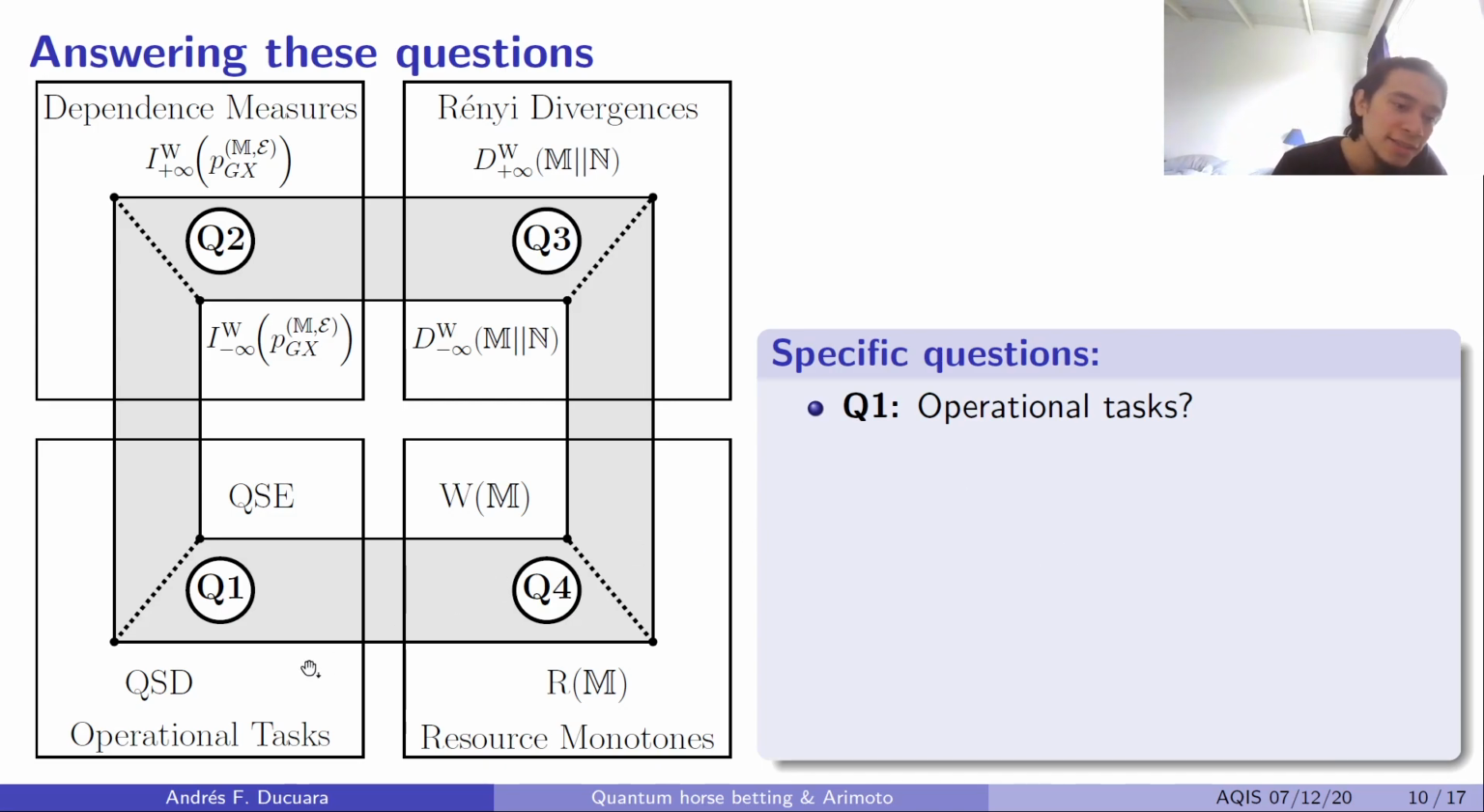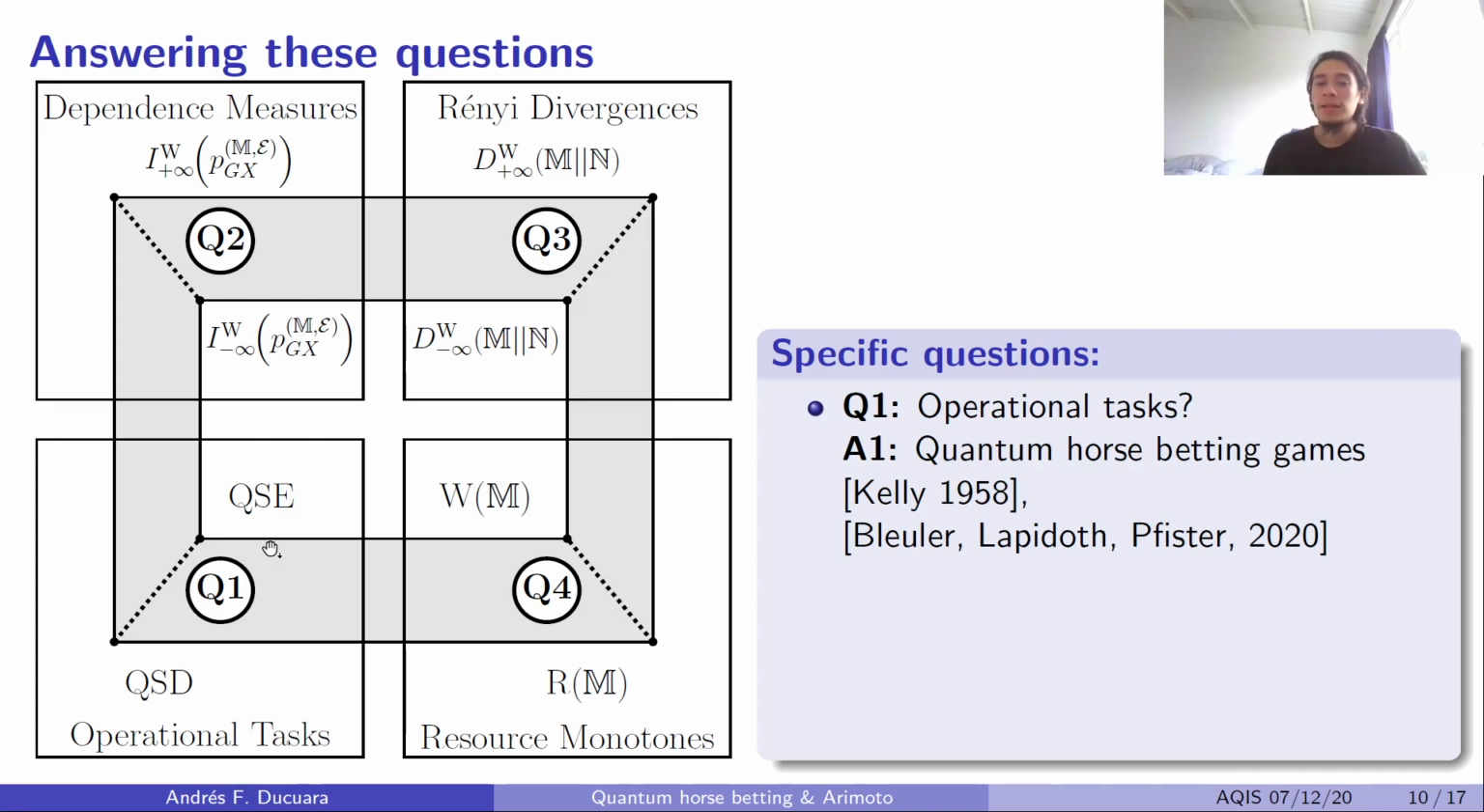Question 1 is about an operational task recovering discrimination and exclusion, and it turns out that it comes in the form of quantum horse betting games. Horse betting games date back to the work of Kelly, and recently they were also addressed by Bleuler, Lapidus, and Pfister. Everything until now has been within classical information theory. In order to answer our question, we had to extend these games to the quantum domain, and therefore we have called them quantum horse betting games.